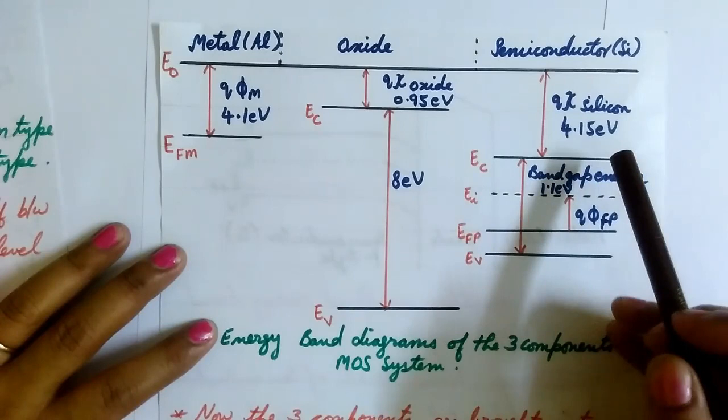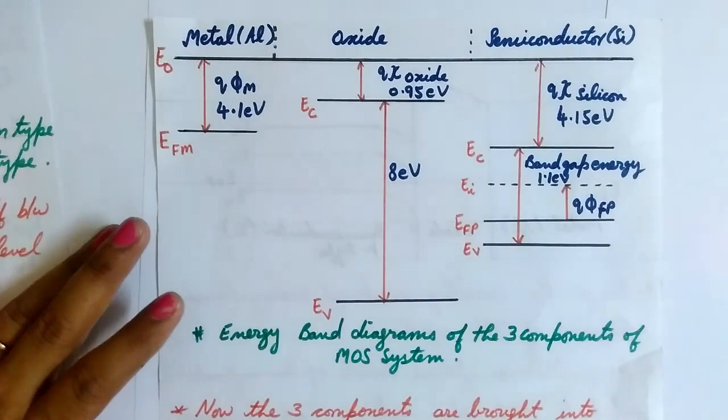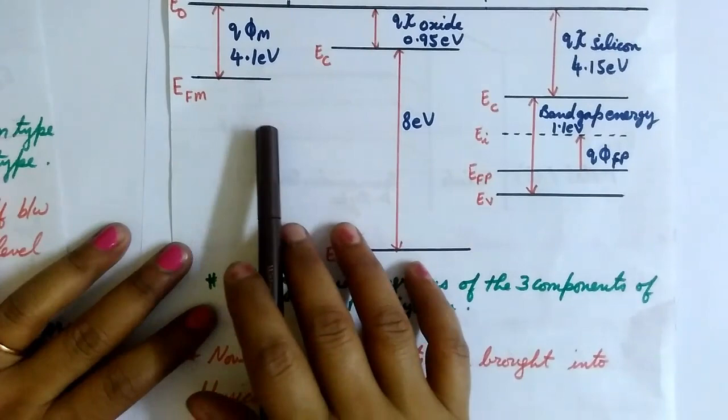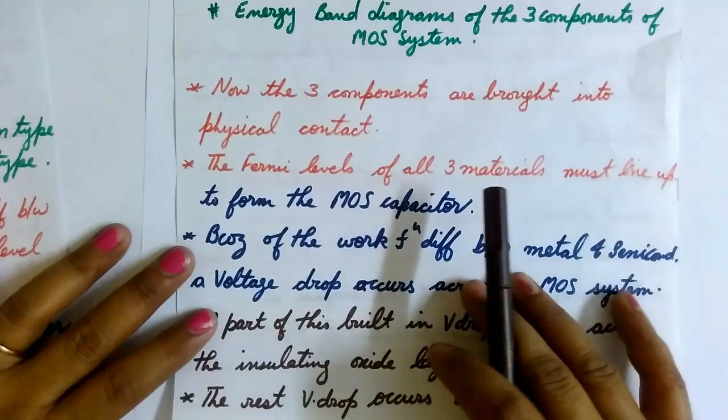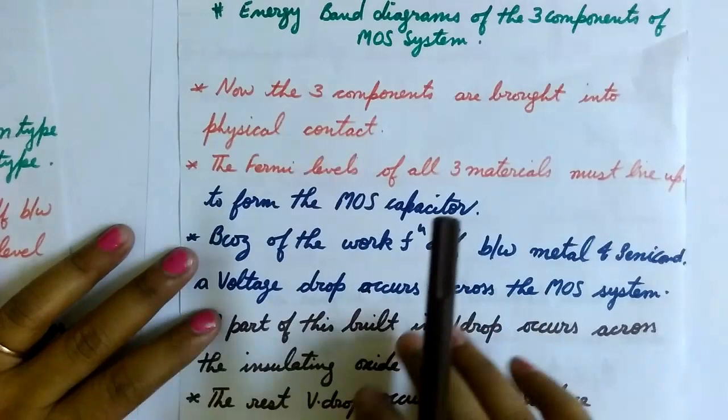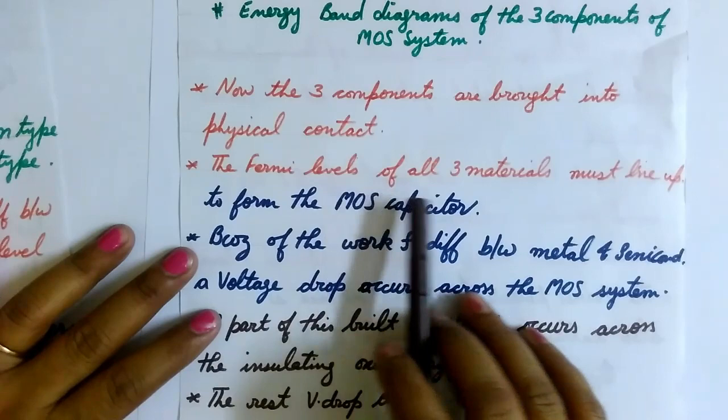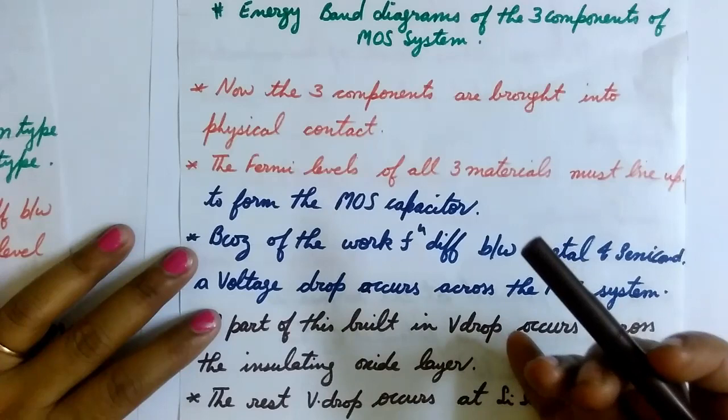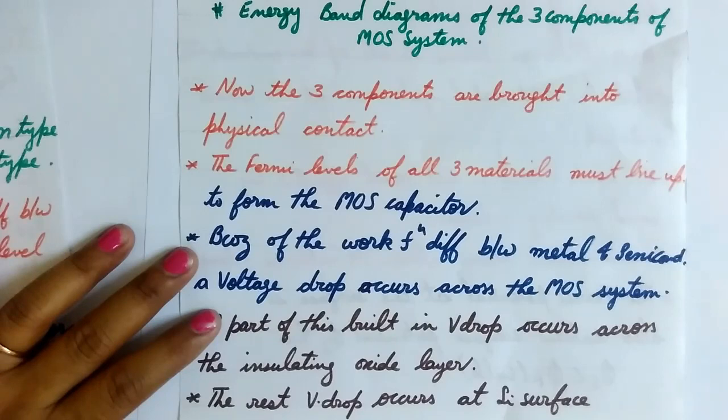Here I have just mentioned the value of the electron affinity, which is 4.15 electron volt. Now as we have already seen these three components separately, their energy band diagrams separately, these three components have to be brought together into physical contact to form the MOS system. And the Fermi levels of all the three materials must line up in order to form the system, which behaves like a MOS capacitor with the two plates as the gate and the substrate, with dielectric SiO2 in between.